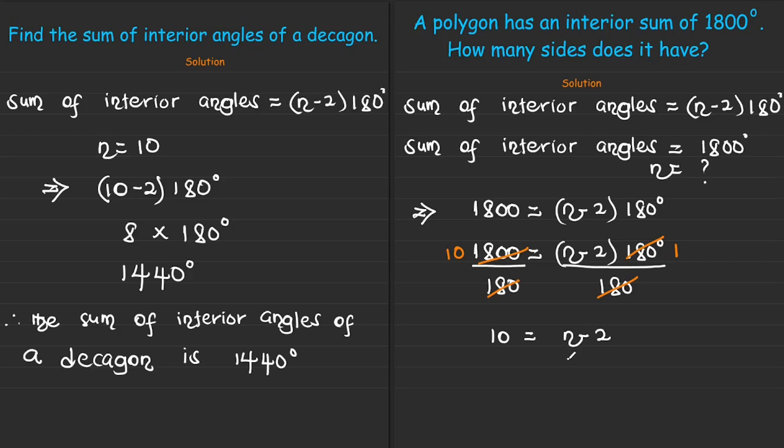We still don't have our n. Hence, let's add 2 to both sides. So we have 10 plus 2 is equal to n minus 2 plus 2. And these move out to give us 10 plus 2, which is a 12. So 12 is equal to n. Hence, the polygon in question has 12 sides.